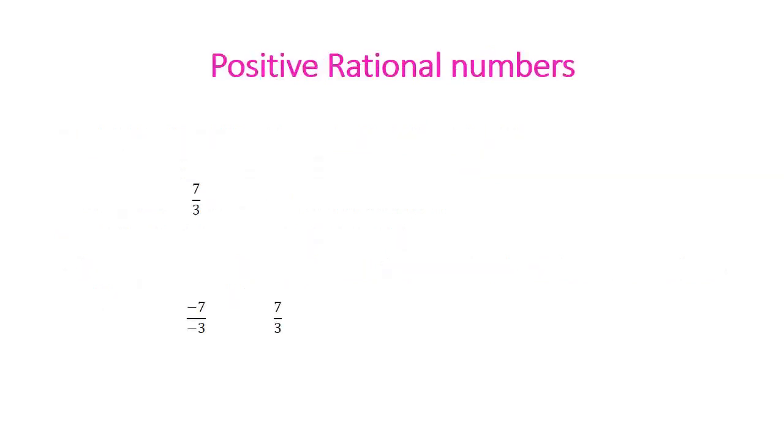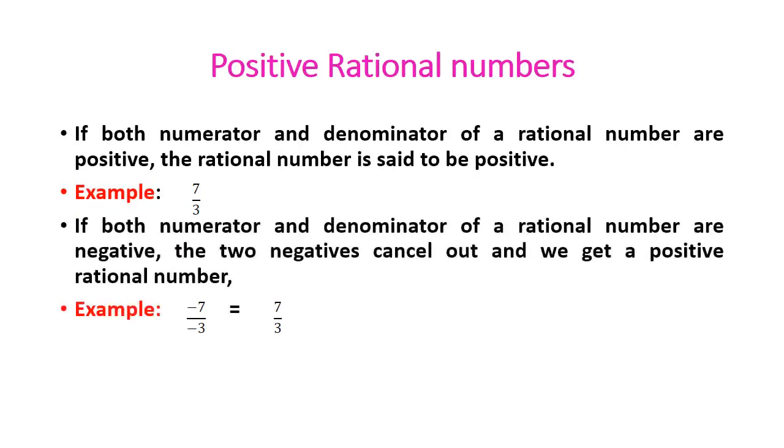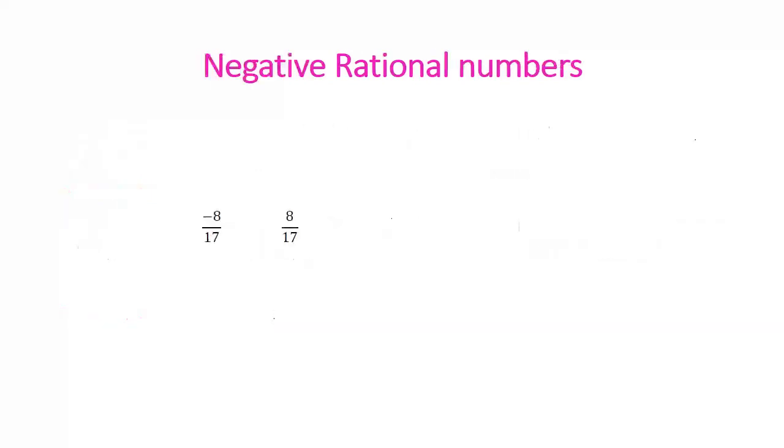Positive rational numbers: if both numerator and denominator of a rational number are positive, the rational number is said to be positive rational number. Example: 7 by 3. If both numerator and denominator of a rational number are negative, the two negatives cancel out and we get a positive rational number. Example: minus 7 by minus 3 is equal to 7 by 3.